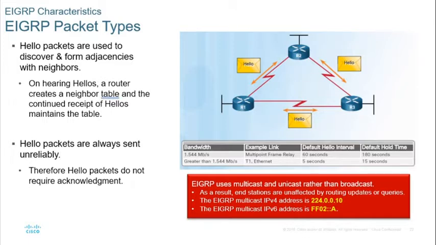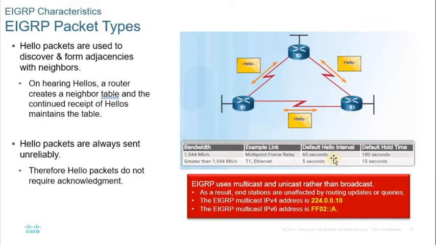Hello packets are used for neighbor discovery and to maintain network adjacencies. They are sent with unreliable delivery and sent on the default multicast IPv4 address 224.0.0.10. They are also sent multicast on most network types. Upon hearing hello packets, a router creates a neighbor table, and the continued receipt of hellos maintains that table.